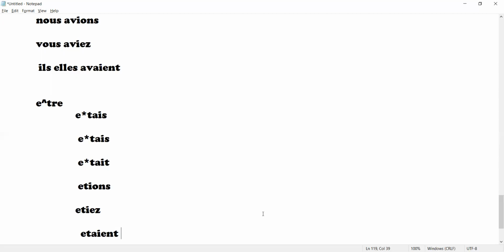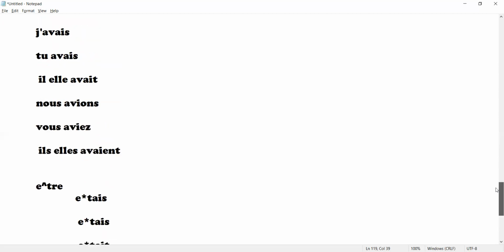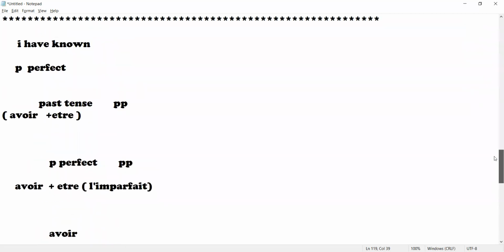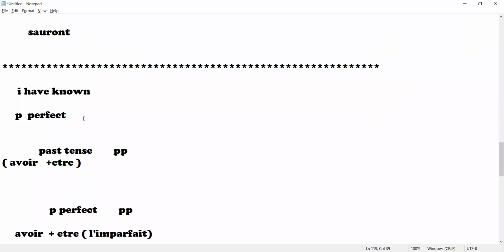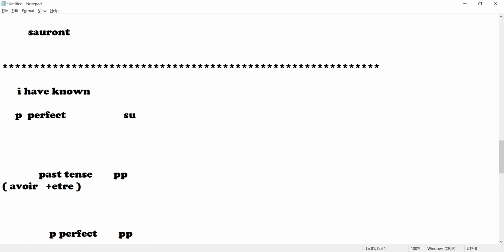Let's see. We have, I have known, right? That's the present perfect tense. First we have to convert the pepe. So the pepe is su. Clear? Yes. So that belongs to our family verb, so our l'imparfait word, j'avais su. So j'avais su is I had known.